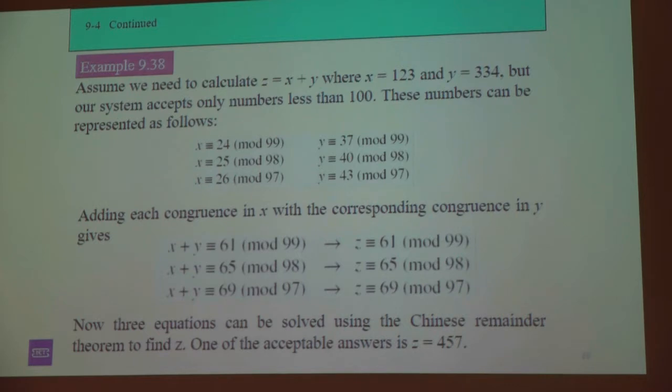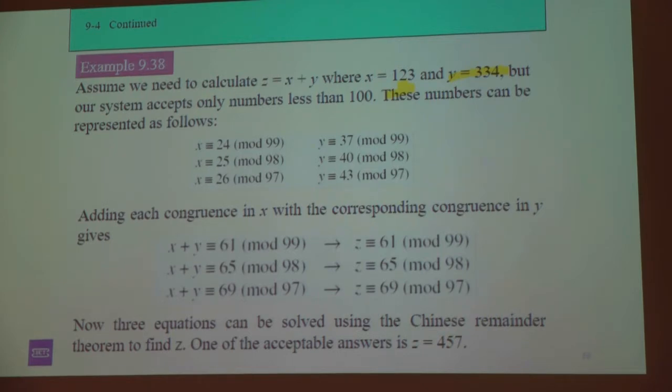For example, assume that we need to calculate z, which is x plus y, where x is 123 and y is 334. That's the value of x, and that's the value of y. We need to calculate z, but our system accepts only numbers less than 100. So these numbers can be represented as follows. I mean, it has to be less than 100, and these numbers are bigger than 100.